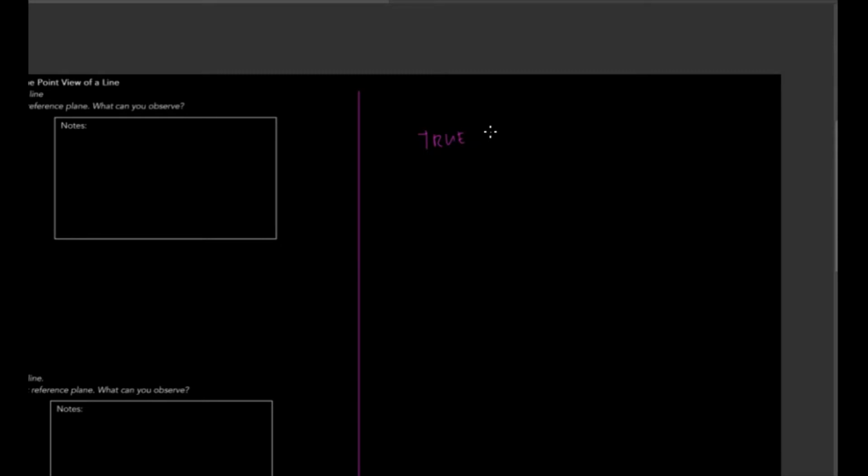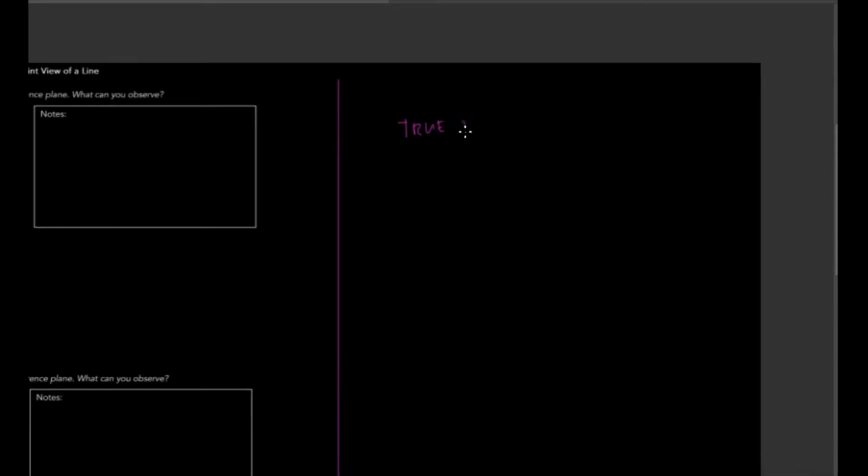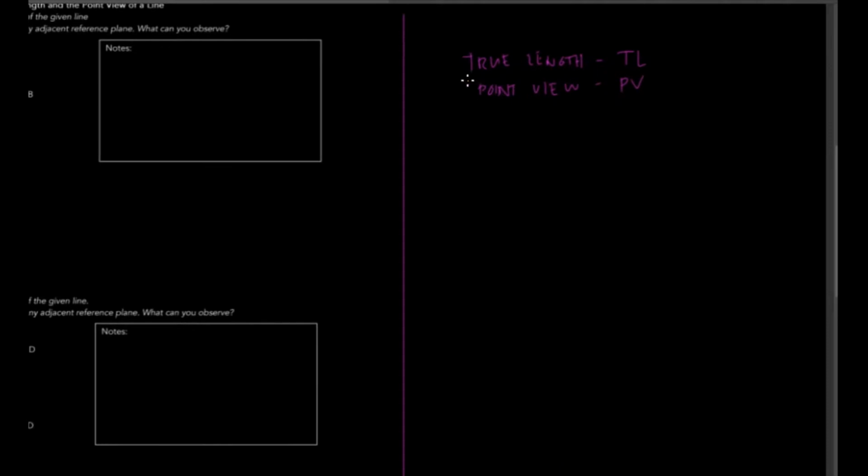Okay. So we have what we call your true length, or you abbreviate it as TL, and we have your point view or PV. Okay, so let's first deal with this true length right here now. So what is true length?